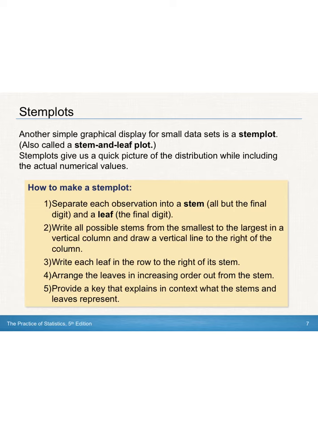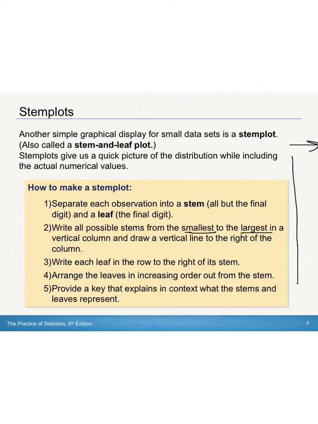Making a stem and leaf plot, once again, you can go ahead and read this to yourself. What's the key issue though with a stem and leaf plot is you're going to want to start with the smallest to the largest. In a vertical column, you're going to draw that line. And then each leaf is to the right of the stem.